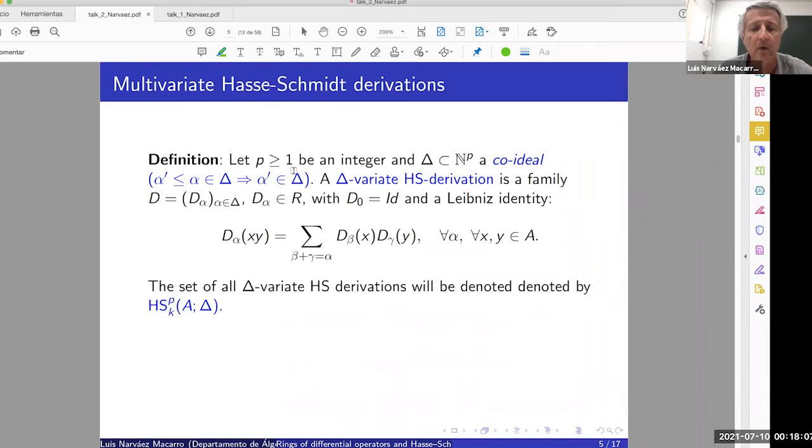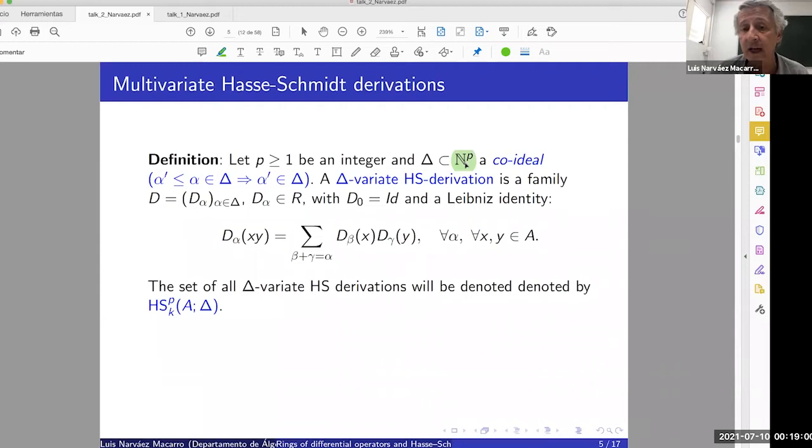Instead of taking a sequence of the operators d0, d1, we can take a family of operators indexed by an element alpha, and this element alpha belongs, in principle, you can think that they belong to N^p instead of N. This was the case of univariate Hasse-Schmidt derivation. But if you are interested also in considering not infinite Hasse-Schmidt derivation, partial Hasse-Schmidt derivation, instead of taking a number m as before, you take a coideal of N^p.